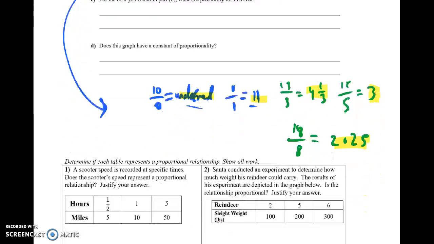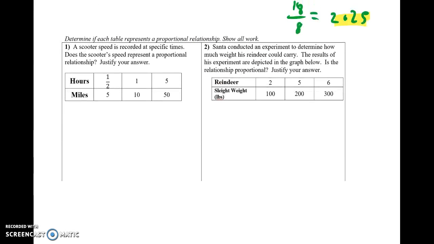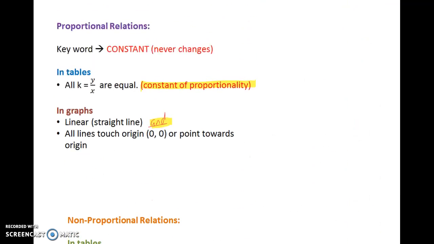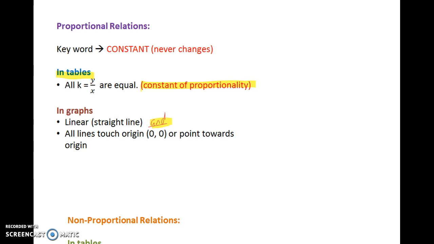So let's look at some more table questions. Question 1. A scooter's speed is recorded at specific times. Does the scooter's speed represent a proportional relationship? Justify your answer. Well, let's create another column for k. If we go back to our notes before, in order for there to be a proportional relationship in tables, all k equals y over x needs to be the same. And if it's the same, it's called the constant of proportionality. If it's not the same, there is no constant of proportionality.